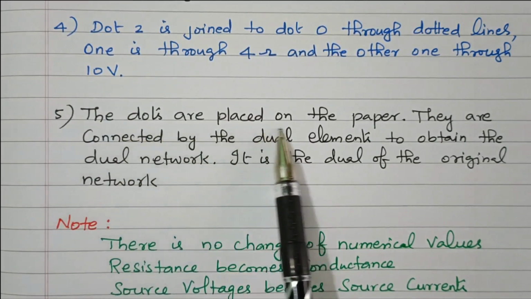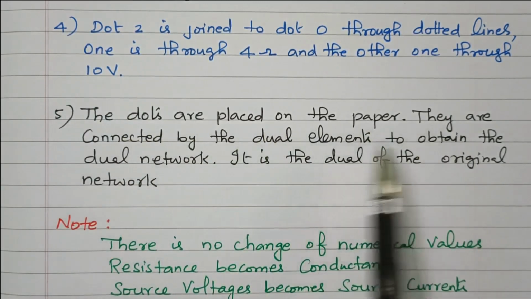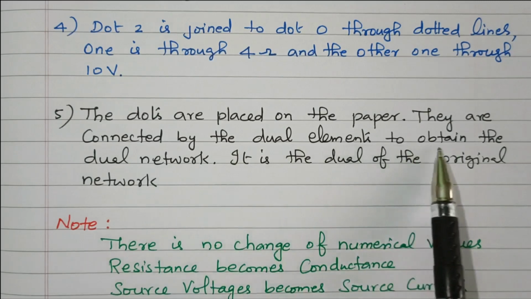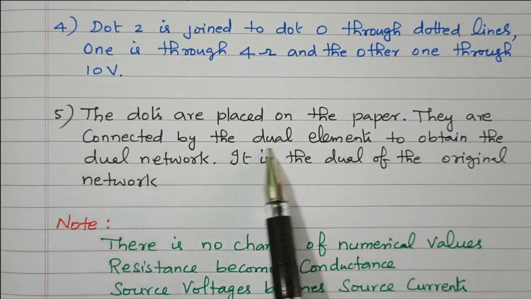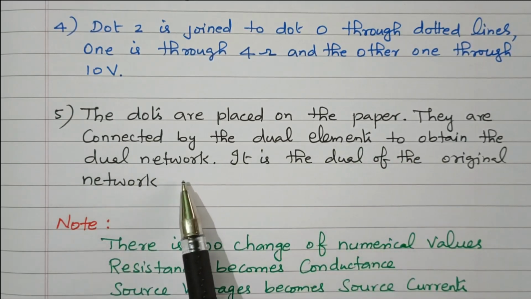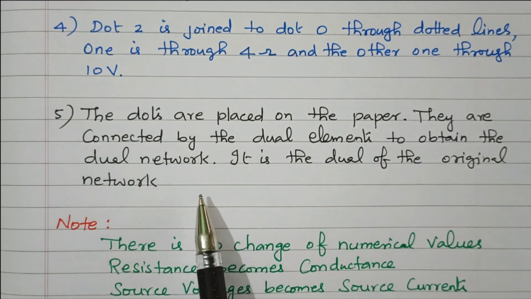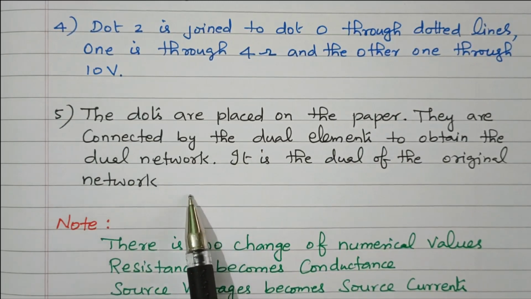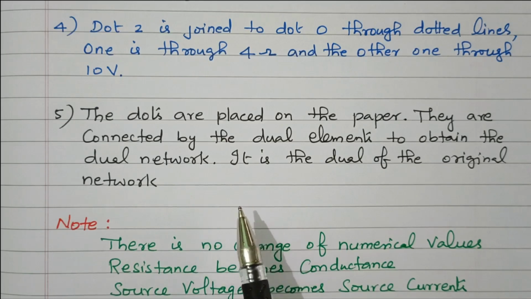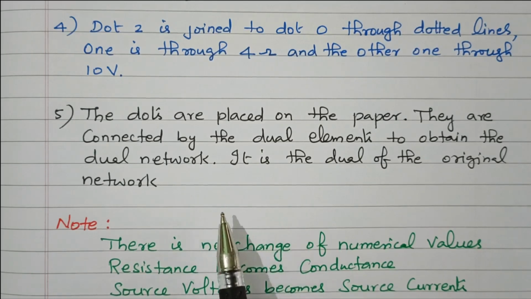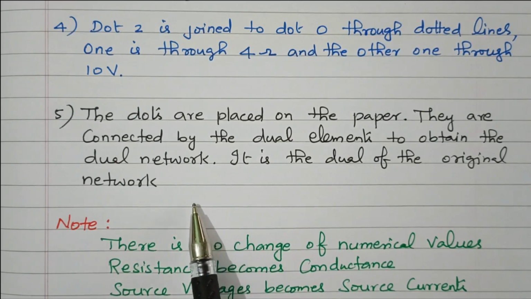The dots are placed on the paper. They are connected by the dual elements to obtain the dual network. So the dots 1, 2, 0 are placed on a paper. Between 1 and 2, one resistor is connected. Between 1 and 0, a resistor and one current source are connected. Between 2 and 0, another resistor and current source are connected. So that is given here.